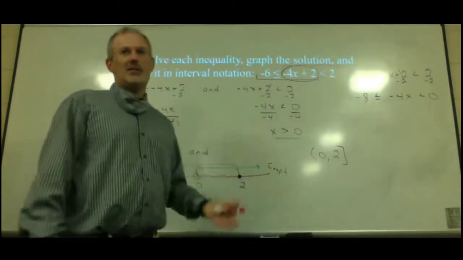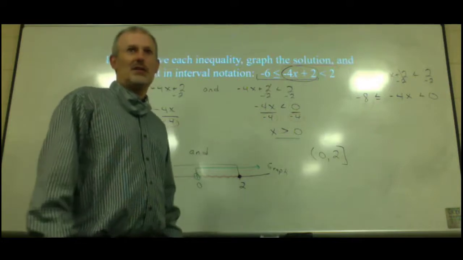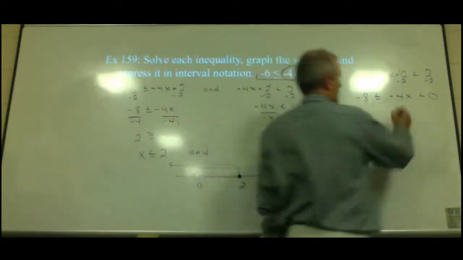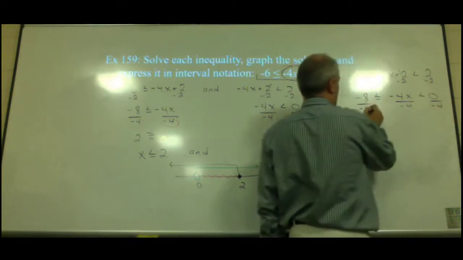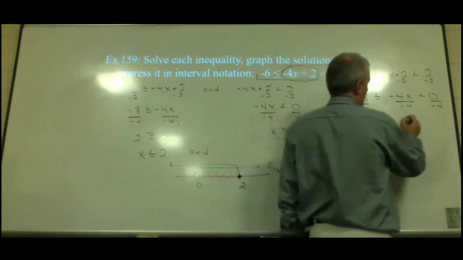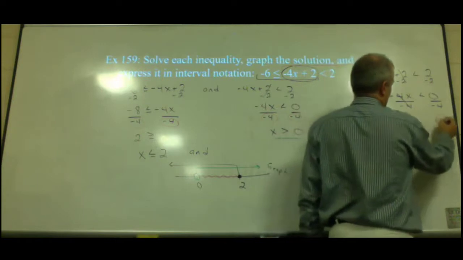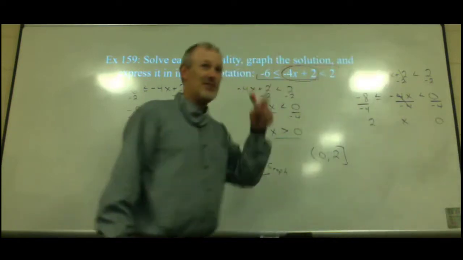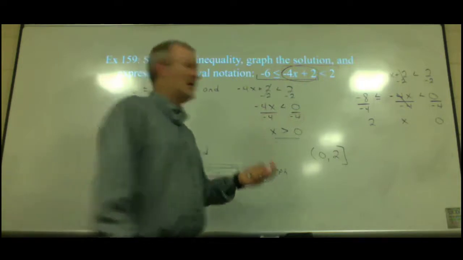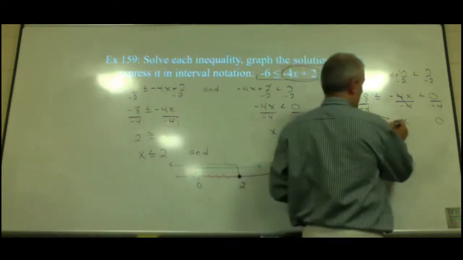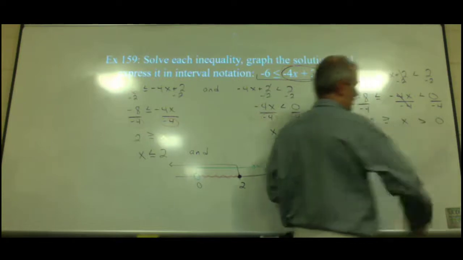Okay, then what else did we do to get the x by itself? Divide by -4. And we divide everything by -4. That gives us a 2 and an x and a 0. Now, because we divided by a -4, what do we have to do with our signs? Switch them. So this becomes greater than or equal to and greater than.